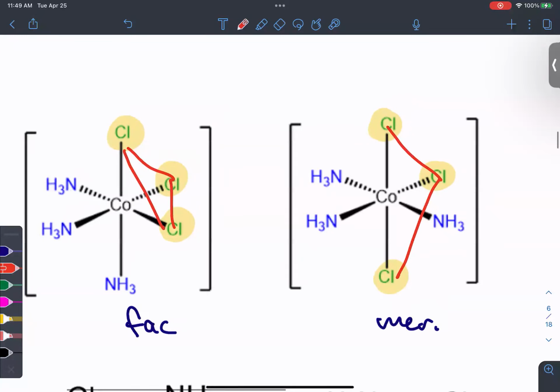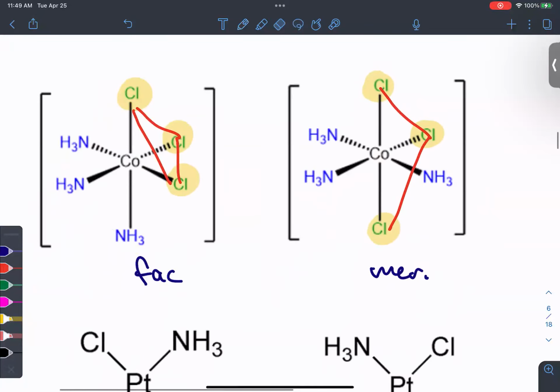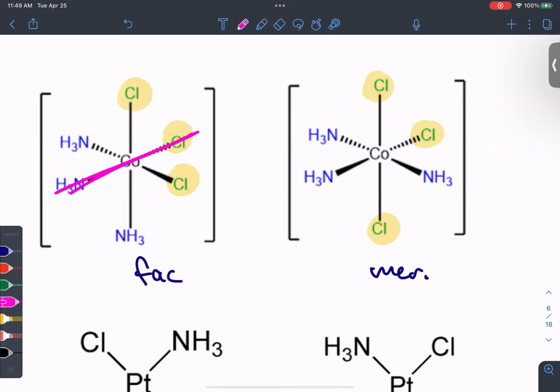Okay, great. Do any of these have optical isomers? Yes or no? Does the fac have an optical isomer? If you take the mirror image, will you get a brand new molecule? No, neither of these actually have optical isomers. They have mirror images. Where are they? Right here. If you put a mirror plane right there, bisecting those chlorines and ammonias, you will reflect both of these across that mirror plane.